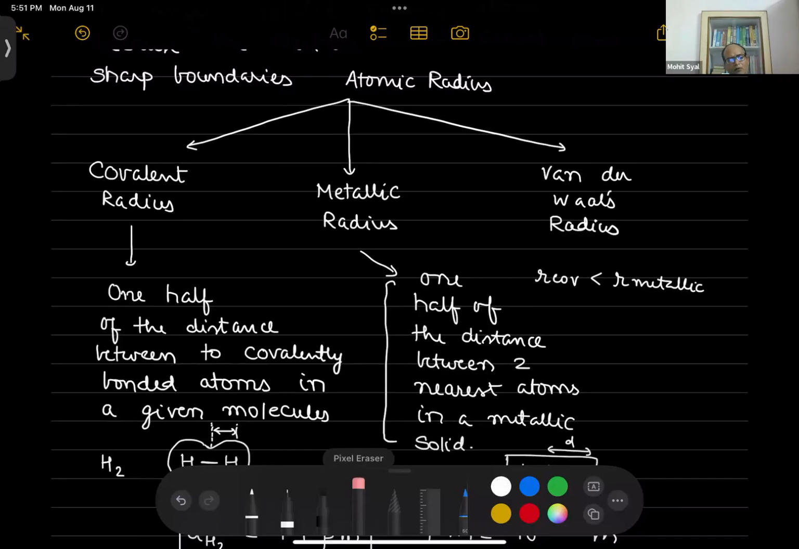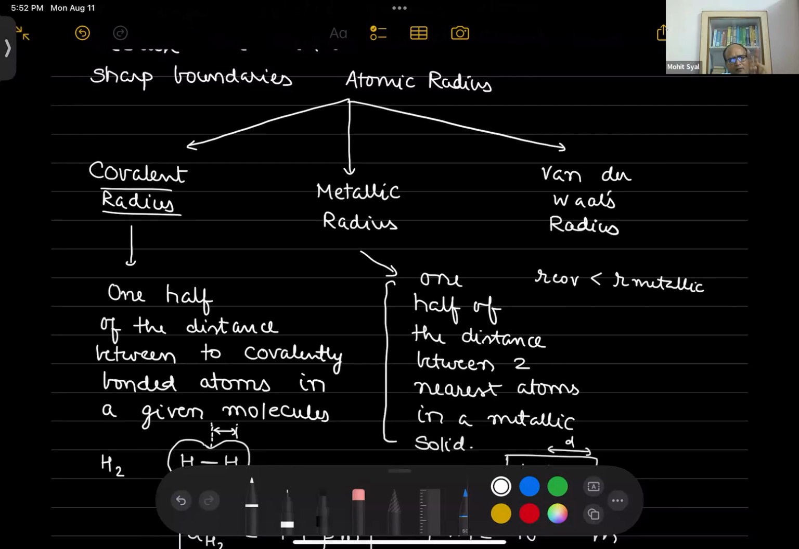All atoms don't participate in bonding, right? That you know. So we should find some way by which we can get the size of the atoms which do not form any kind of bond. In covalent radius, we can find the size of those elements which are bound by covalent bond. In metallic radius, we can find the size of those elements which are metallic in nature and which exist as metallic solids.